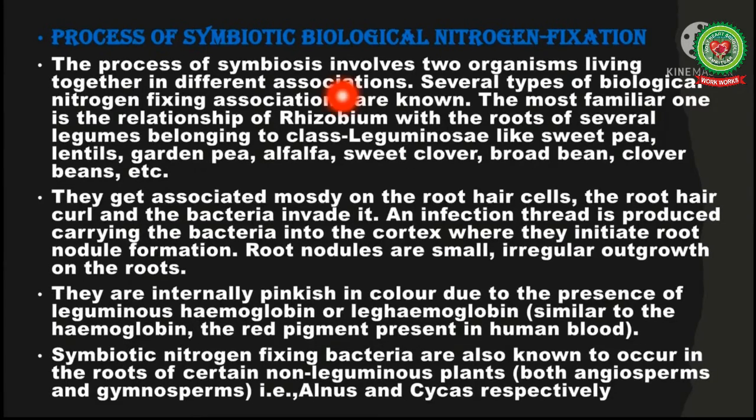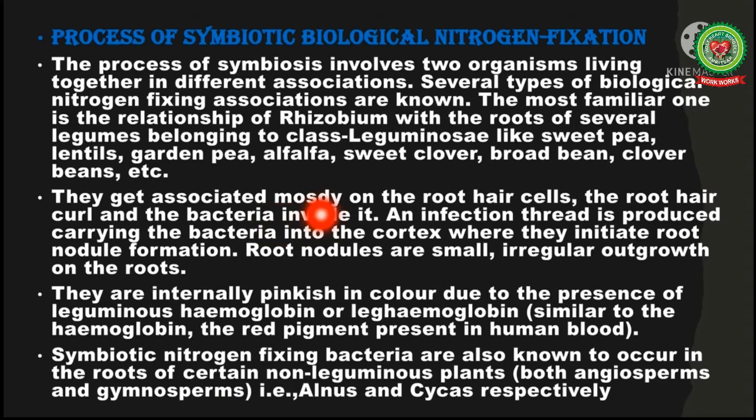Process of symbiotic biological nitrogen fixation. The process of symbiosis involves two living organisms that are living in close association with each other and both are getting benefit. Several types of biological nitrogen fixing bacteria associations are known. The most familiar one is the relationship of Rhizobium with the roots of leguminous plants like garden pea, sweet pea, broad beans, etc. They get associated mostly on the root hair cells.